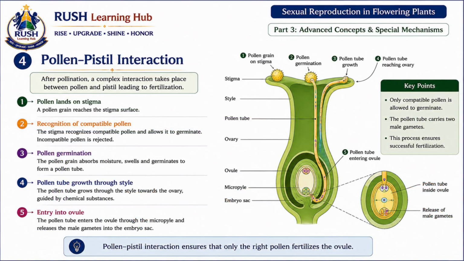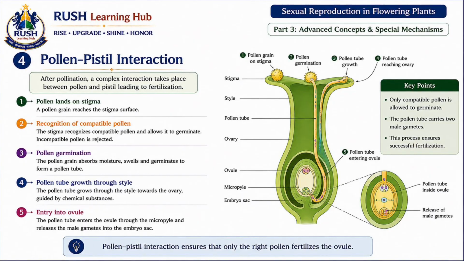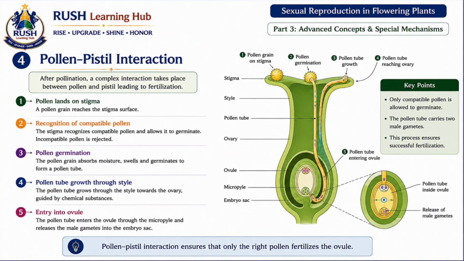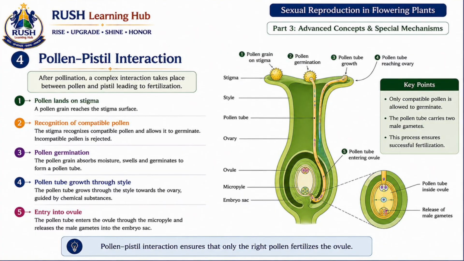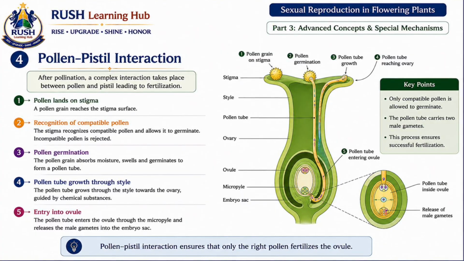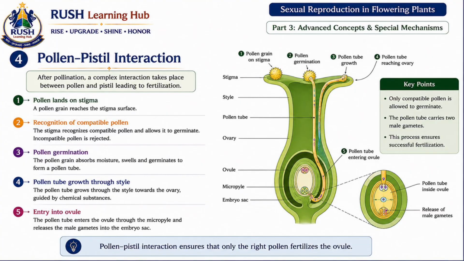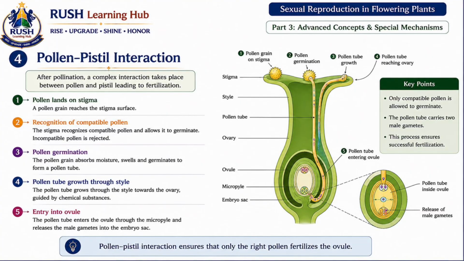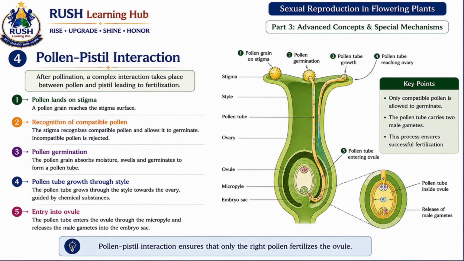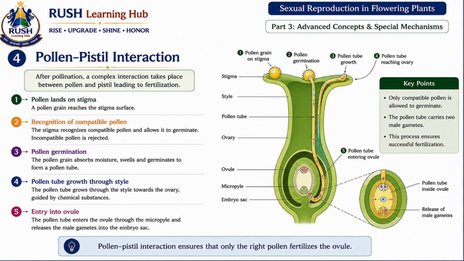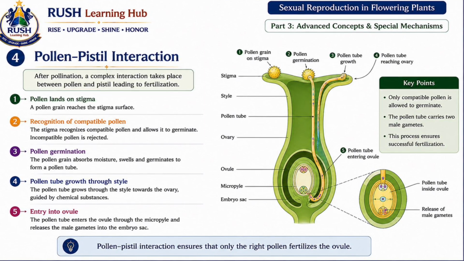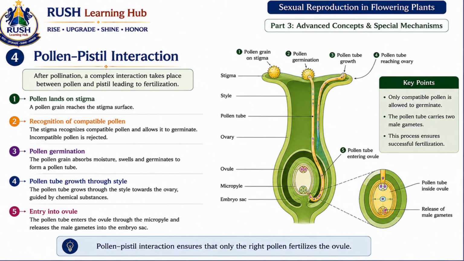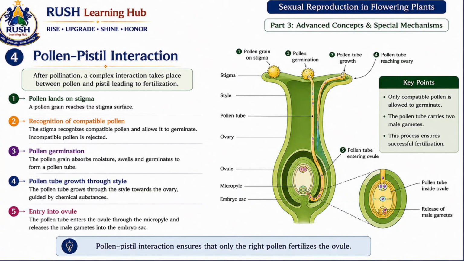After pollination, an important series of events takes place between the pollen grain and the pistil. This process is known as pollen-pistil interaction. The pollen-pistil interaction ensures that only compatible pollen grains are allowed to fertilize the ovules. It is a highly specific and regulated process that plays a crucial role in successful fertilization.